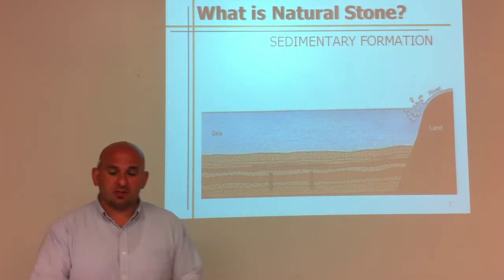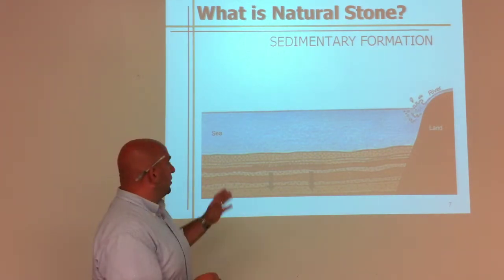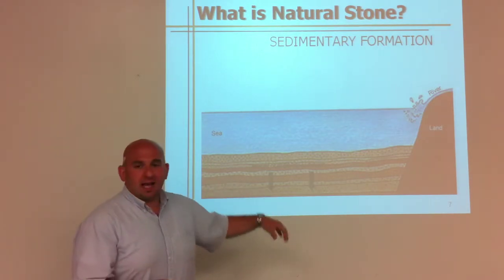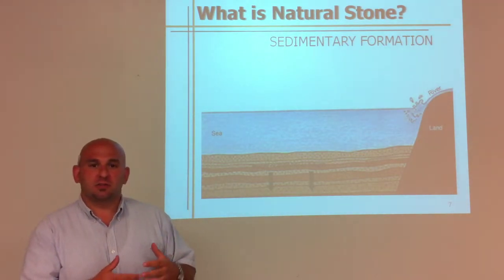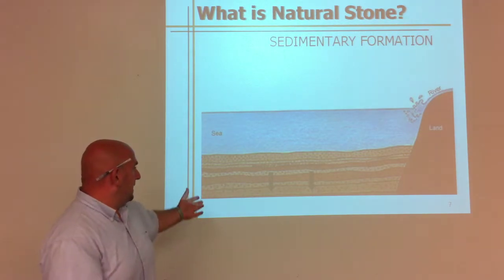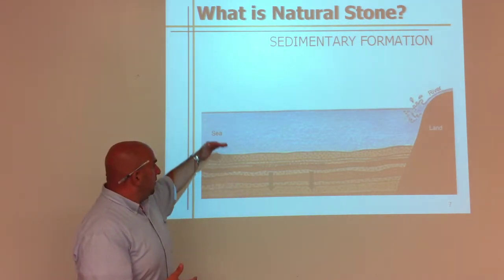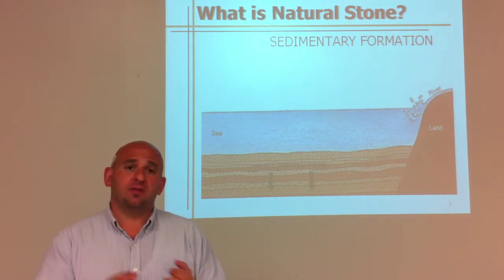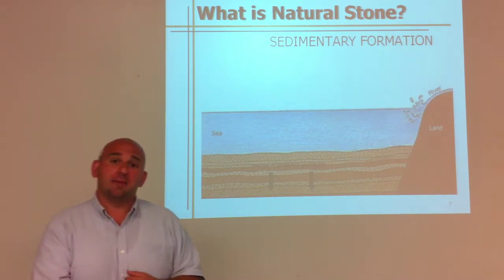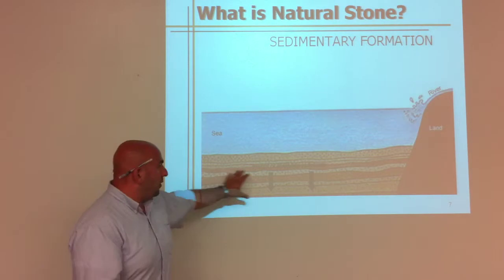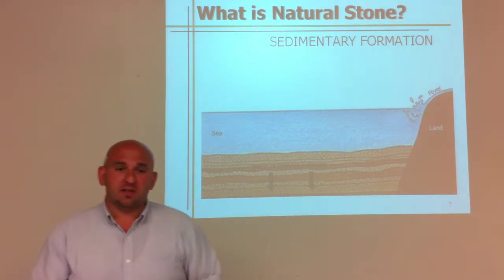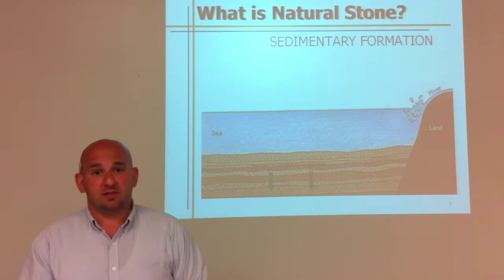The first one we're going to talk about is sedimentary formation, and if you look here, sedimentary formation is done over time with many particles settling in layers with intense pressure from water on top of it. Now, this type of stone would be a limestone, which is always marine-based. The land-based or continental-based would be things like travertines and other marbles.